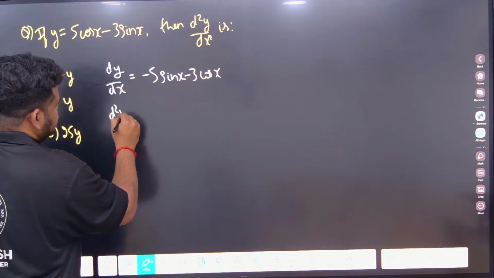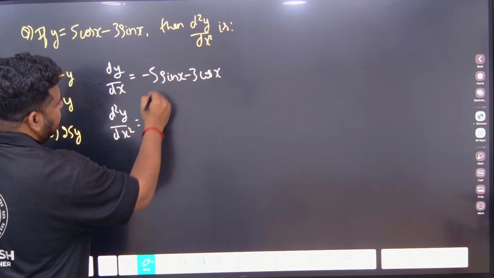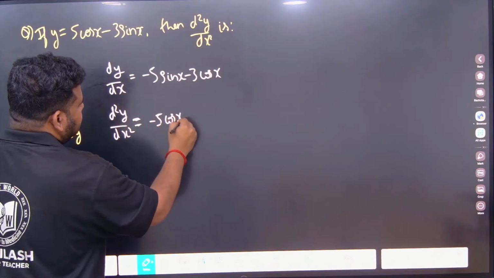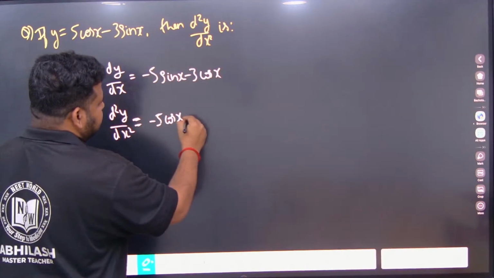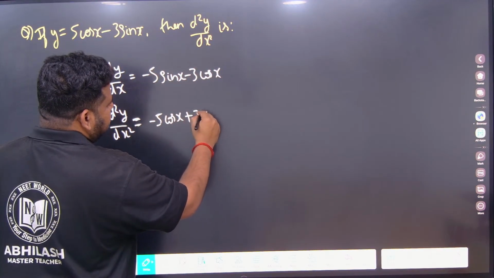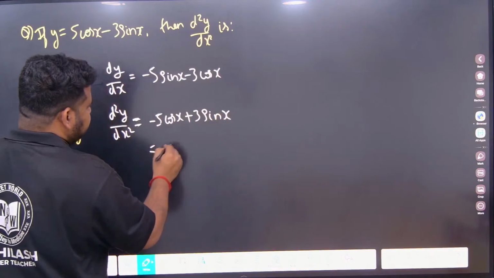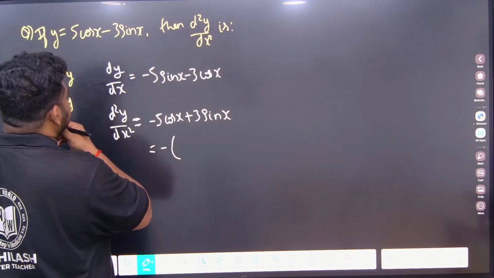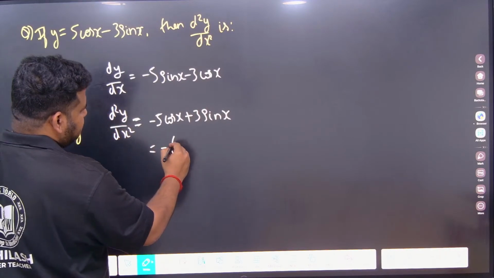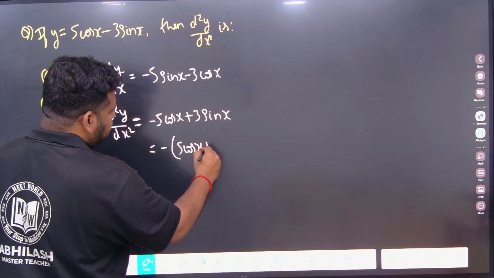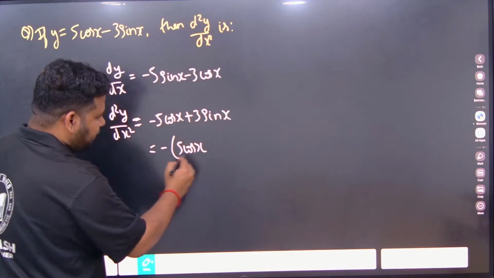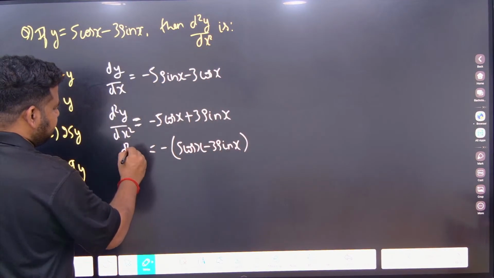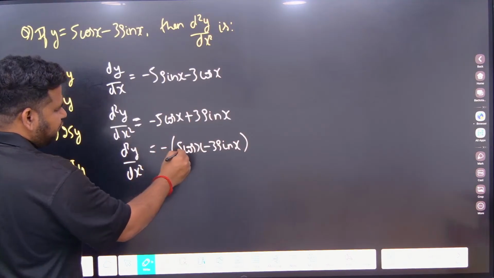Now we should differentiate this again. d square y by dx square will become what? Minus 5 into derivative of sin x, which is cos x, and derivative of cos x is minus sin x, so plus 3 sin x. Now if I take minus outside, this will become 5 cos x minus 3 sin x. So d square y by dx square is equal to minus of 5 cos x minus 3 sin x.